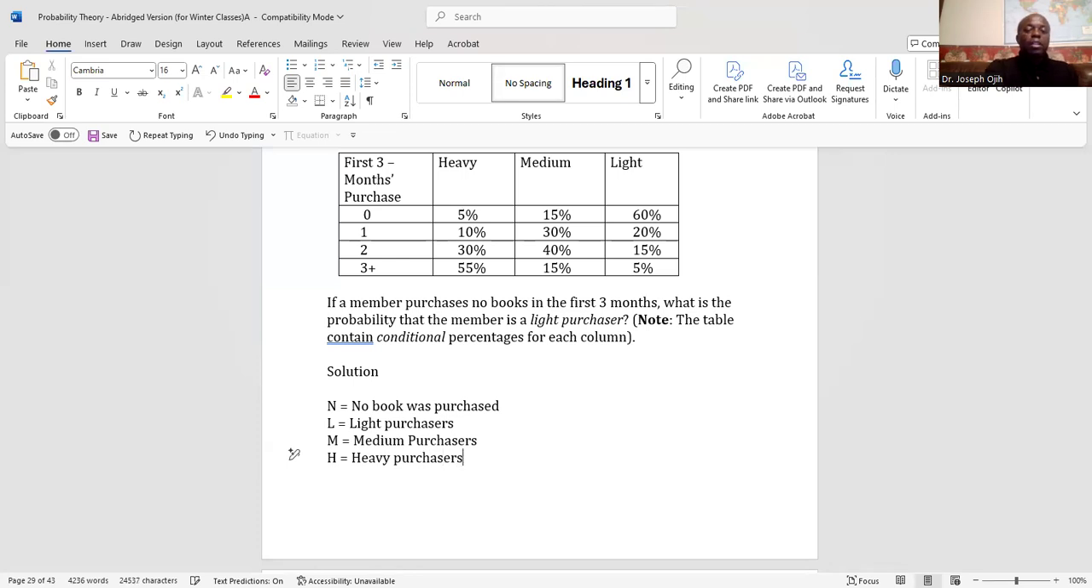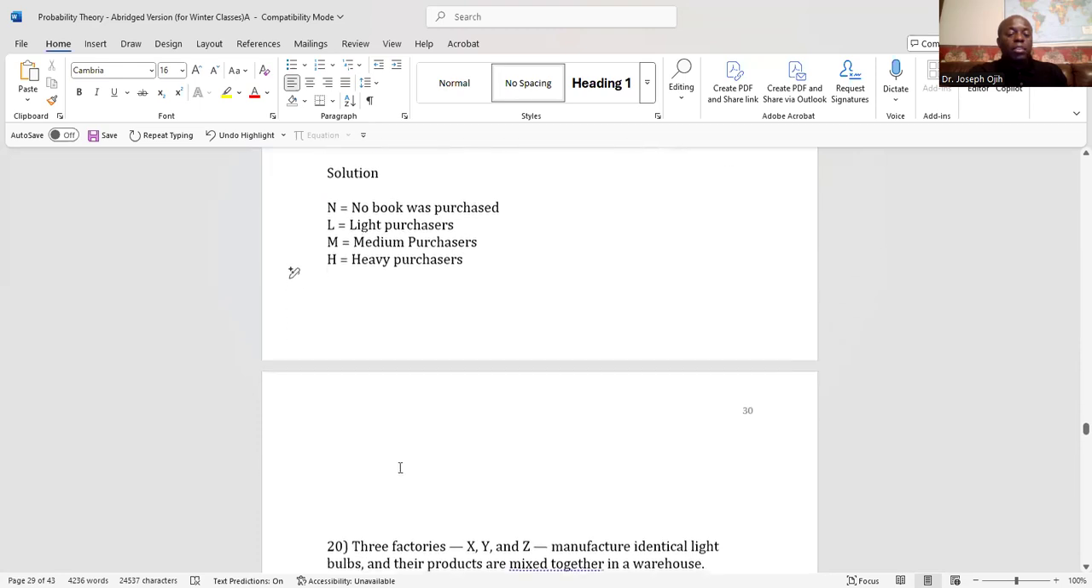Purchasers of the book. Now that we have identified that, we can answer the question. It says, a member purchases no book in the first 3 months, what is the probability that the member is a light purchaser?